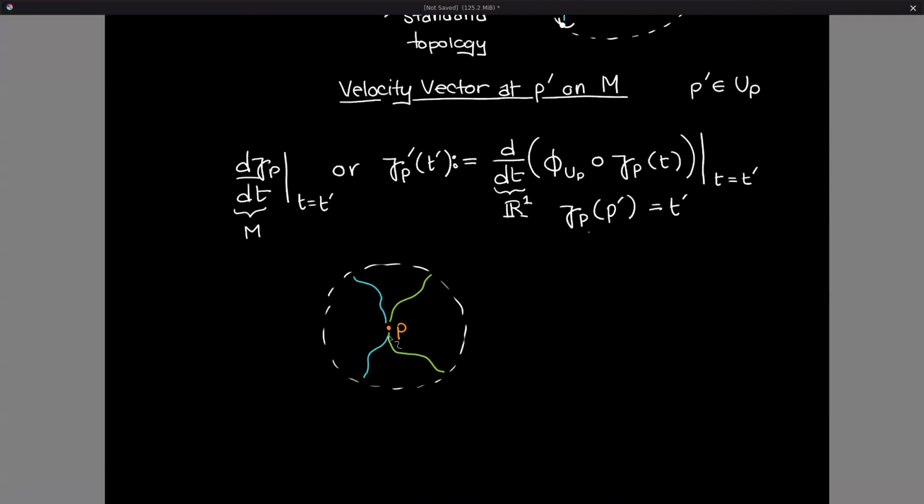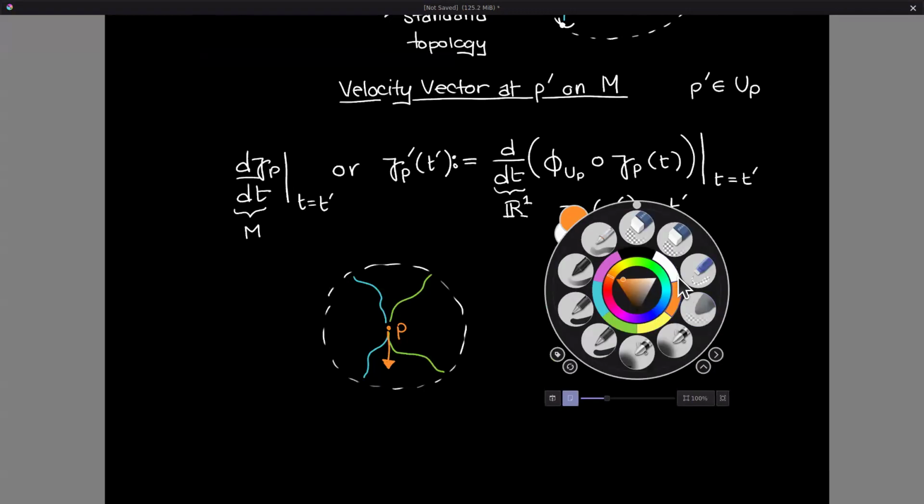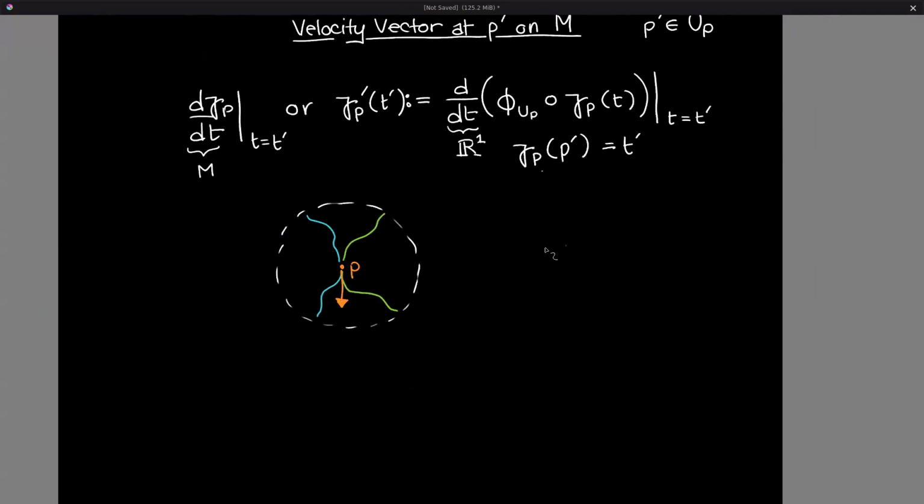Well, in that case, their velocity vector would be the same. It would point in this direction. Let's just assume that the parameter is moving at the same rate along these curves such that the magnitude is also the same. But you could see how there could be two curves where the velocity is the same. So we have to make sure that we have a unique value for the velocity.